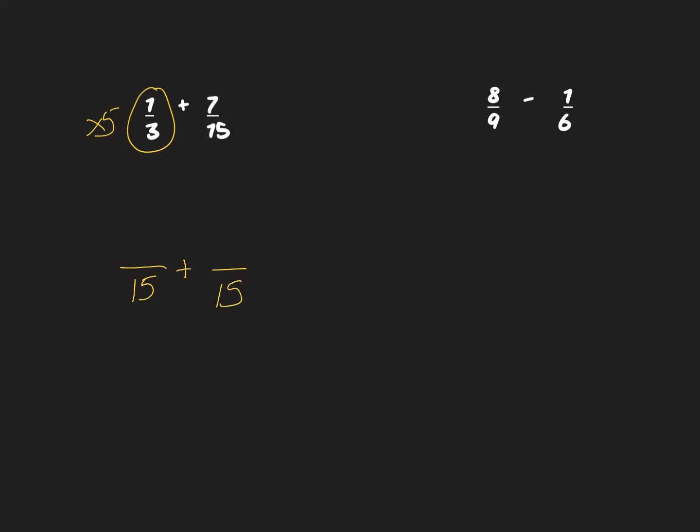I'm going to leave the second fraction completely as it is, because it's already out of 15, so that's 7 out of 15. For the first fraction, we need to multiply that all by 5 in order to get out of 15, so 5 times 1 is 5.